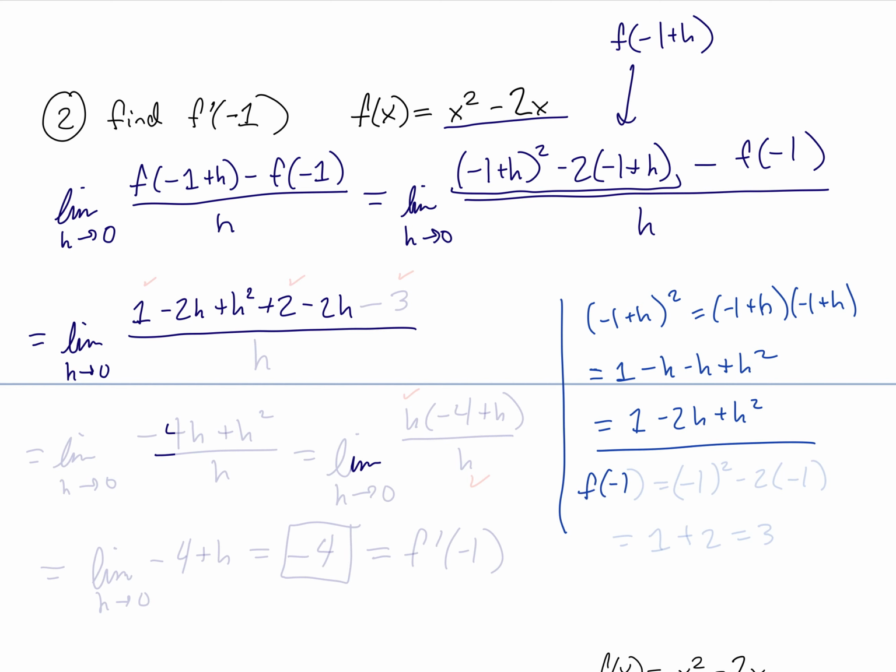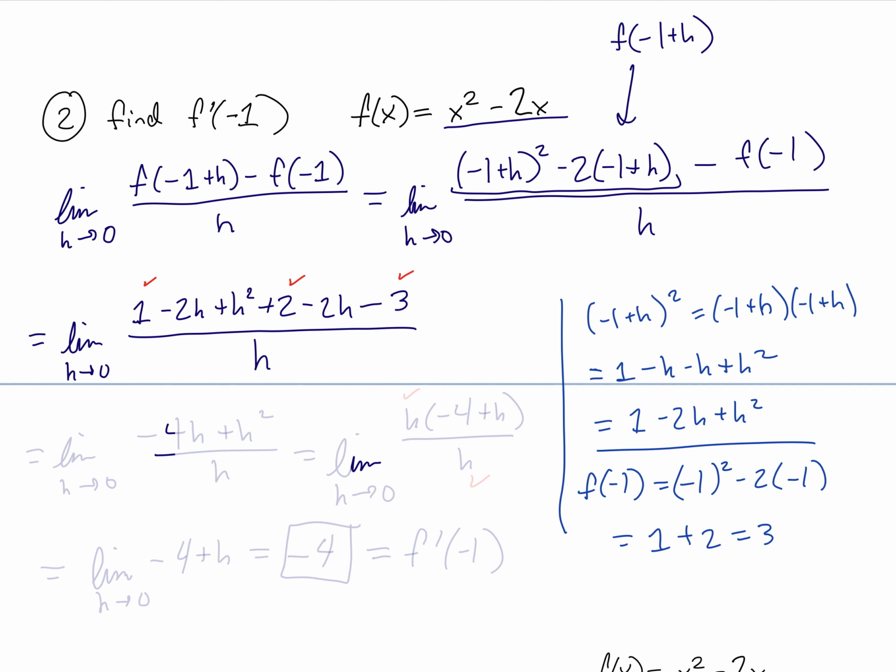So f of negative 1 is negative 1 squared minus 2 times negative 1. Negative 1 squared is positive 1, minus 2 times negative 1, that's plus 2, so that's 3. And now we can plug that value in. We've got minus f of negative 1, so minus 3, all divided by h. Now let's see if anything cancels nicely. We've got 1 plus 2, that's 3, minus 3. Those cancel out with each other. And then we can also combine the negative 2h's.